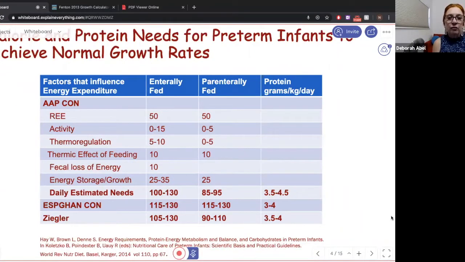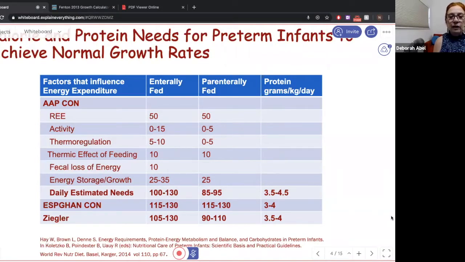This is our normative data, and these are calories and protein needs for the preterm infant to achieve normal growth rates. This is the data that you'll use to compare the intake of the infant to these numbers to see if you need to assess and alter their intake, either to get them to grow more or to get them to grow less. So let's just get oriented to the slide.